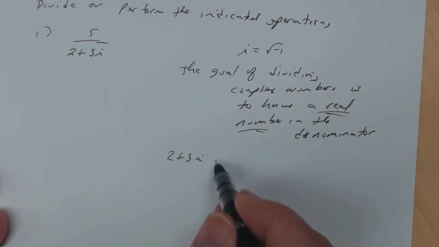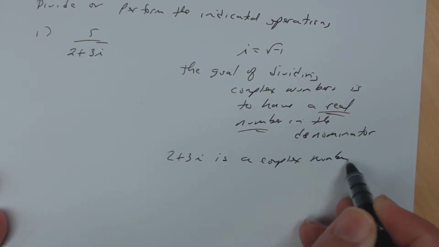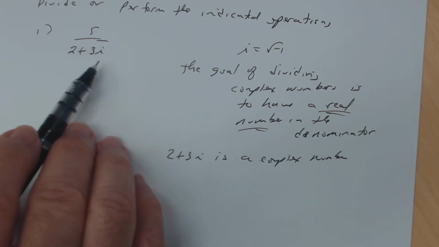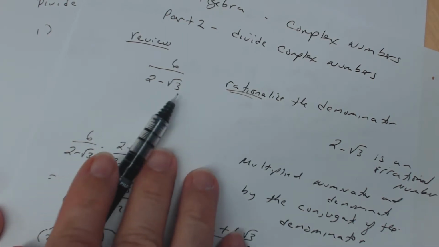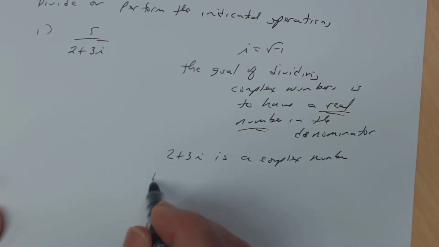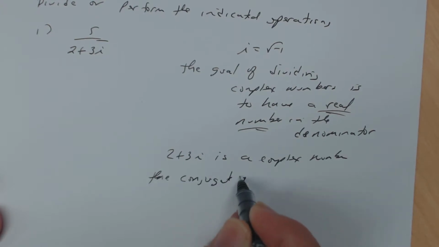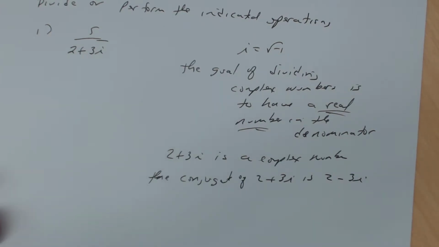All right, so that's a complex number, just like 5 is a complex number. But remember, I want to make this a real number. Just like with this right here, where we multiplied by the conjugate, the conjugate of 2 minus the square root of 3 is 2 plus the square root of 3. The same idea here. The conjugate of 2 plus 3i is 2 minus 3i.